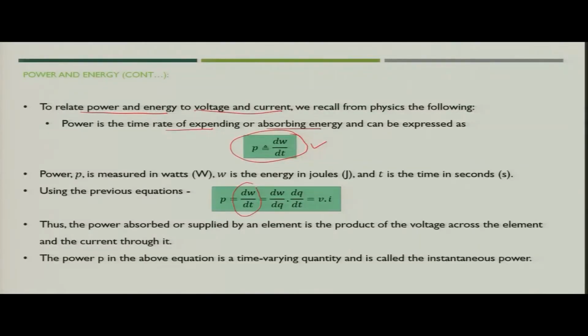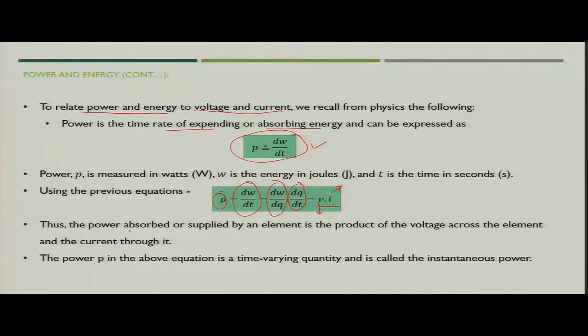You just see the expression P is nothing but dW by dt. Now, if you express dW by dt as dW by dQ times dQ by dt, you will simply get the expression for power P in the form of voltage and current. How? dW by dQ is nothing but the voltage which we discussed in the previous slides, and i is nothing but the rate of change of charge passing through a particular element. So, with this you can simply calculate the value of P as the multiplication of voltage and current.